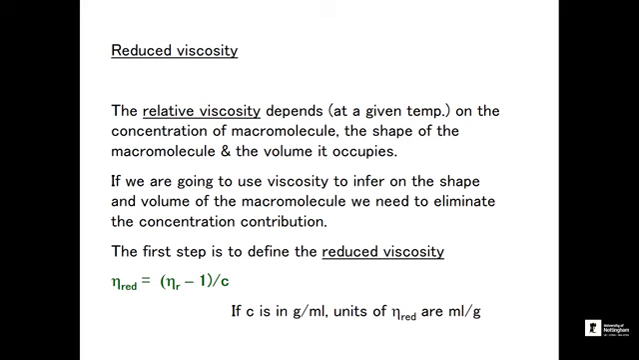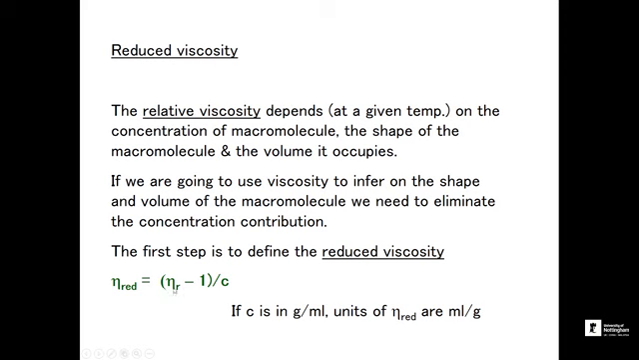Just take 1 away from the relative viscosity, and your relative viscosity should be greater than 1. If it's not, then you're in trouble. It means you made a mistake. The viscosity of your solution should be greater than the viscosity of the solvent. If it's different, then there's a temperature mistake or something has gone wrong. So you don't have negative viscosities, or negative reduced viscosities.